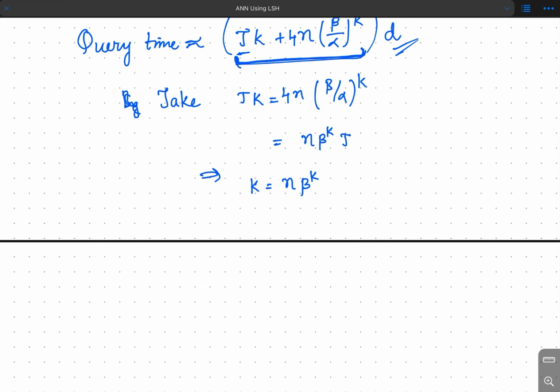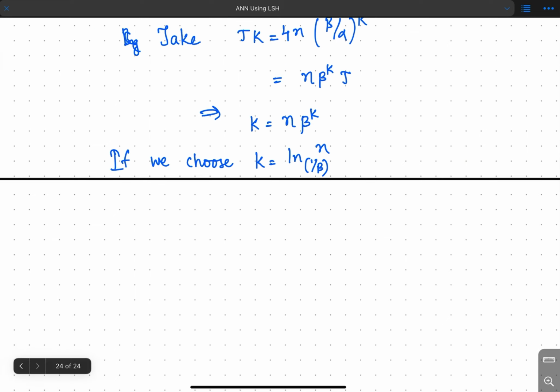Alright, so let's see what this turns out to be. If we choose k equal to ln, this is going to be my final answer. So we want to say that this is going to work for us.